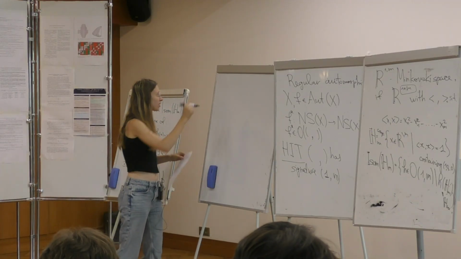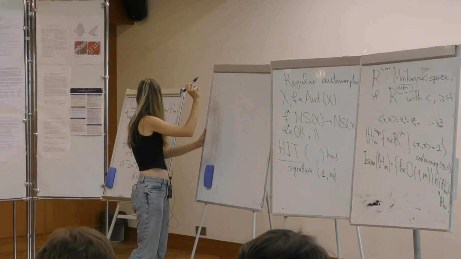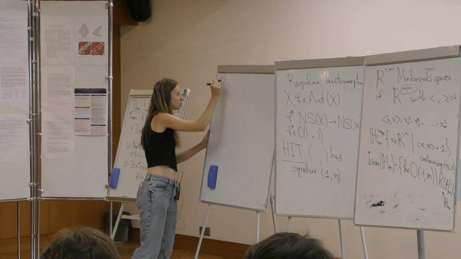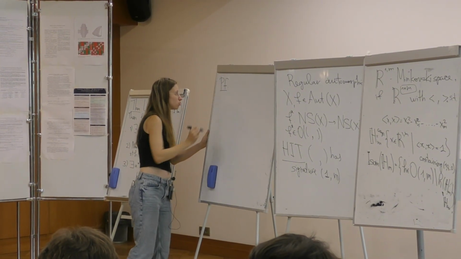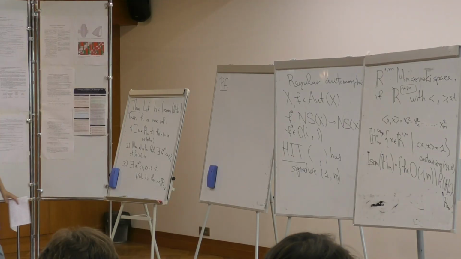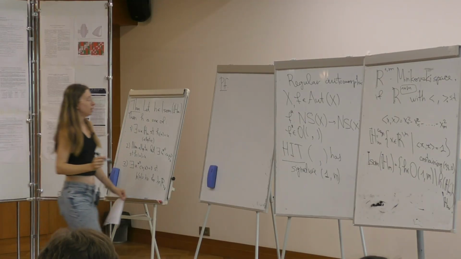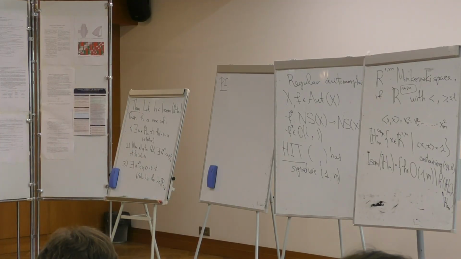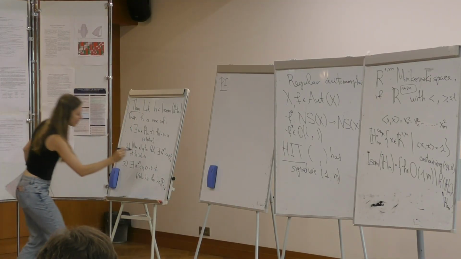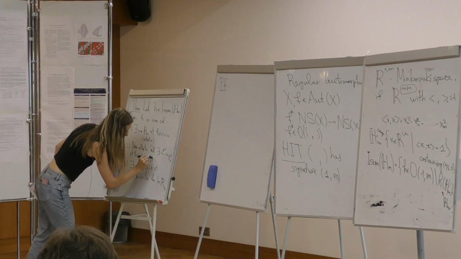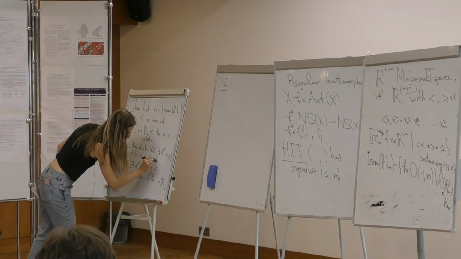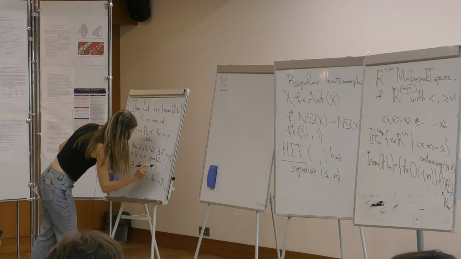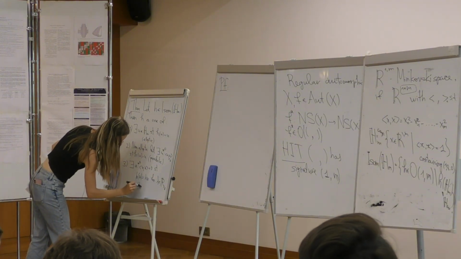Okay, so let me give some idea of the proof, or maybe the proof. So this one is parabolic, and this is loxodromic.